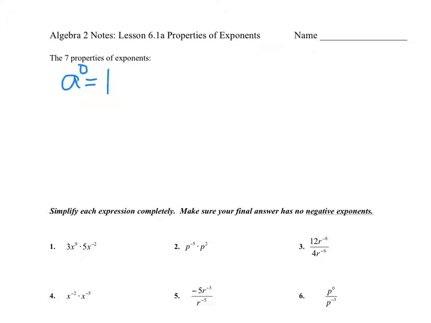What's your favorite number? Someone shout out their favorite number. 5. I heard 5. 5 to the 0 is 1. 22 to the 0 is 1. 0. i to the 0 is 1. Oh, yeah. I didn't tell you that last semester.